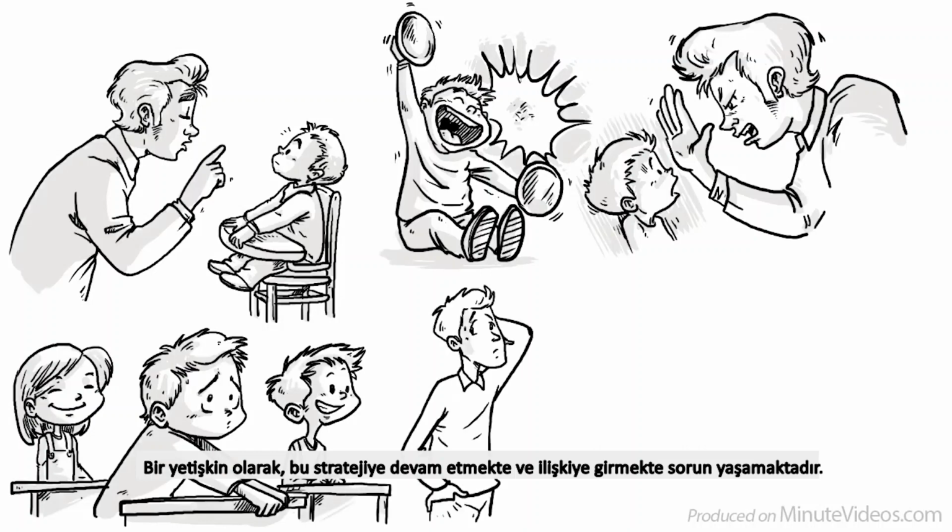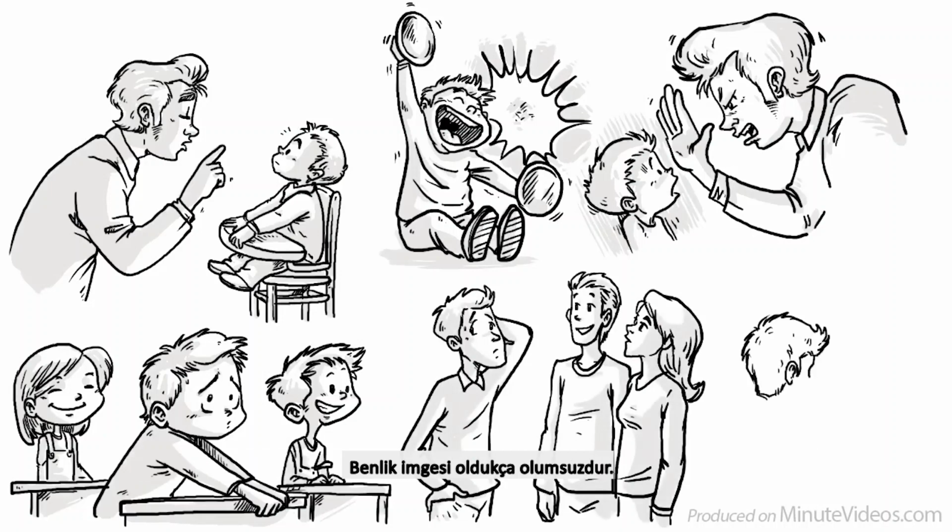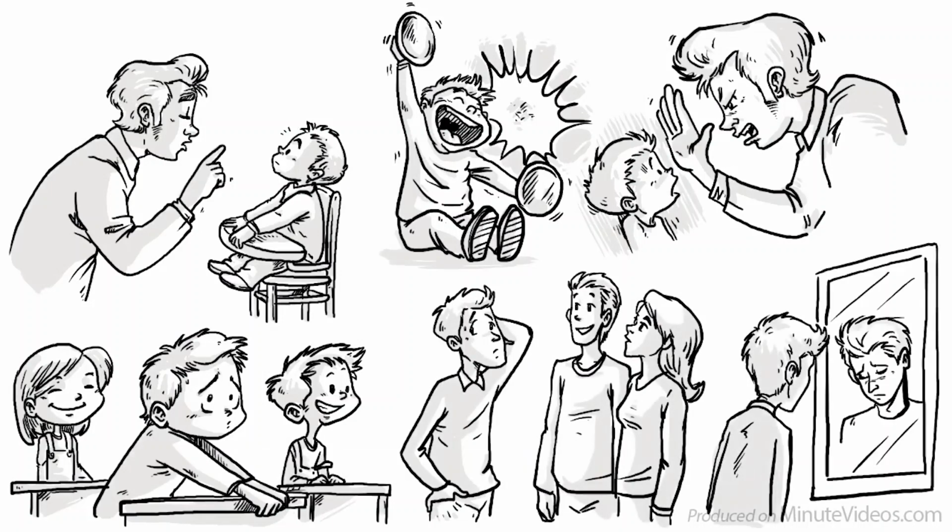As an adult, he continues this strategy and has problems entering relationships. His image of himself is rather negative. His attachment is anxious avoidant.